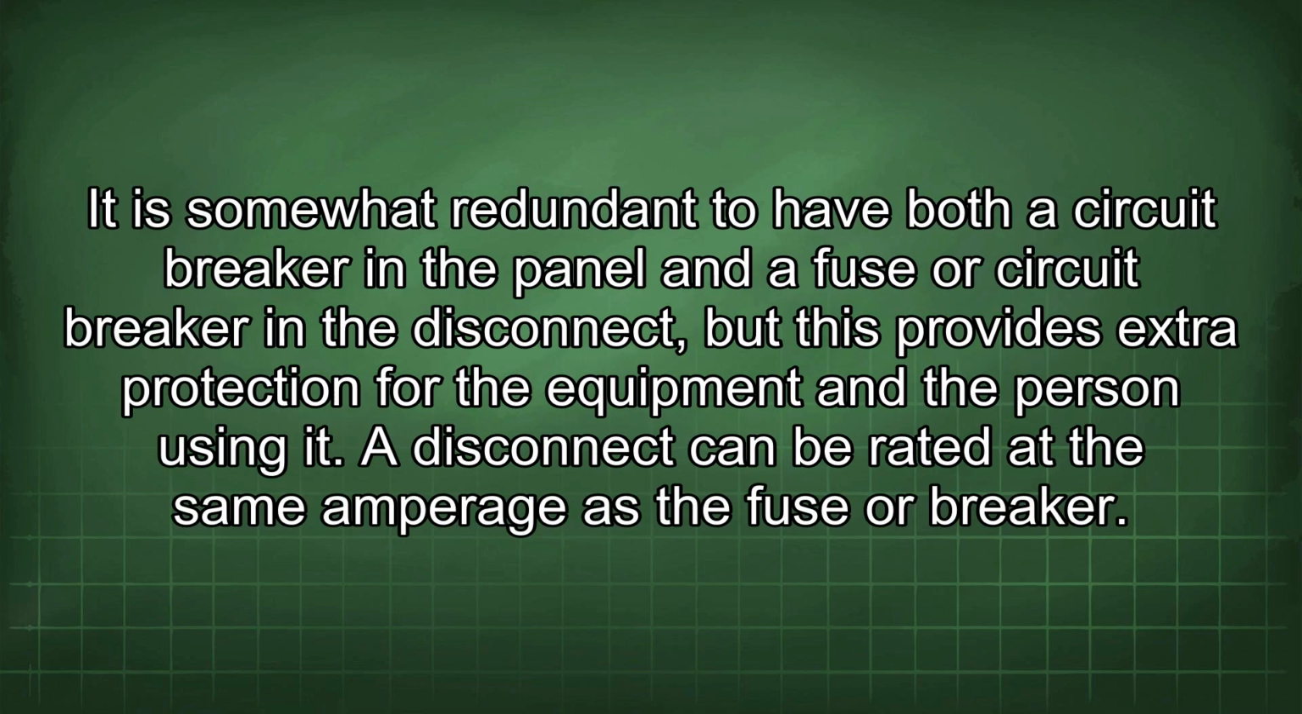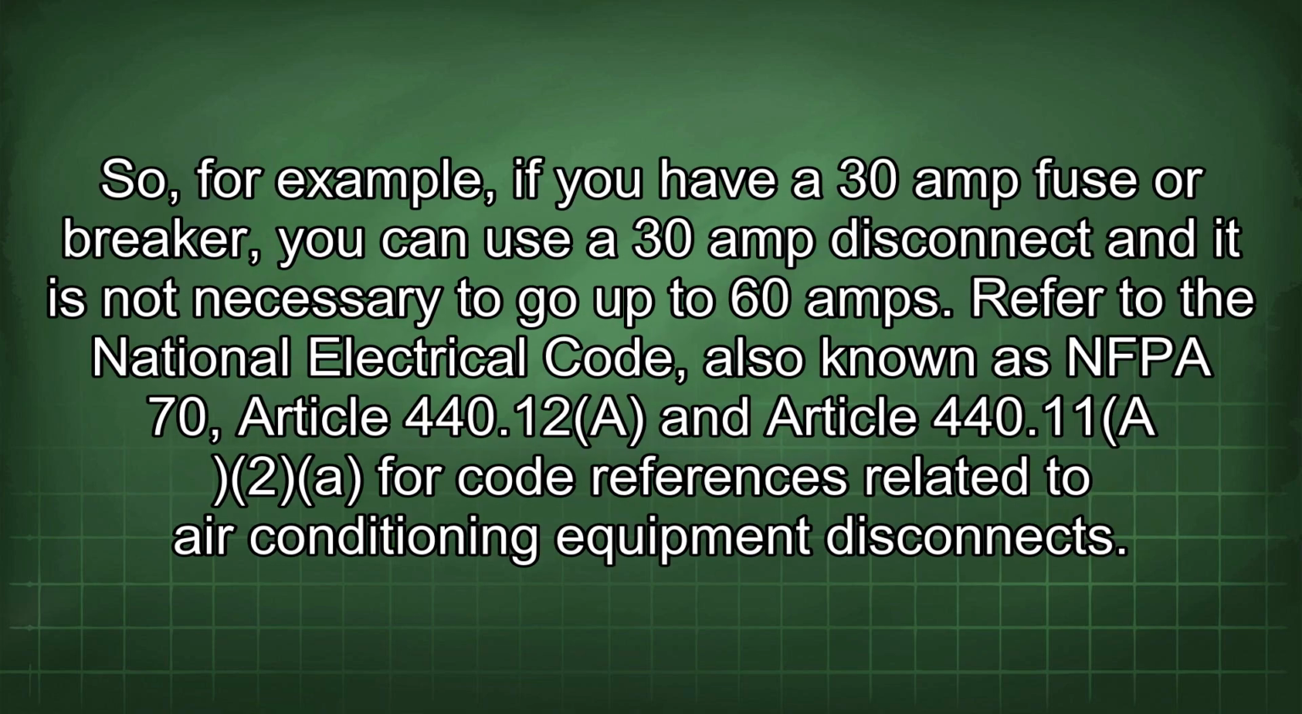It is somewhat redundant to have both a circuit breaker in the panel and a fuse or circuit breaker in the disconnect, but this provides extra protection for the equipment and the person using it. A disconnect can be rated at the same amperage as the fuse or breaker. So, for example, if you have a 30 amp fuse or breaker, you can use a 30 amp disconnect and it is not necessary to go up to 60 amps.